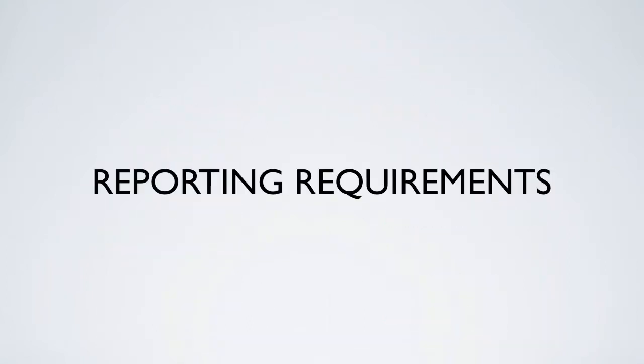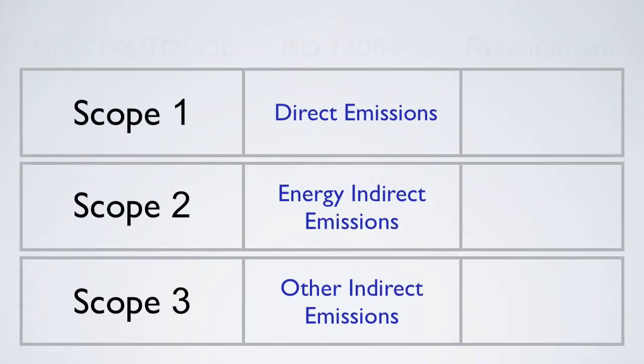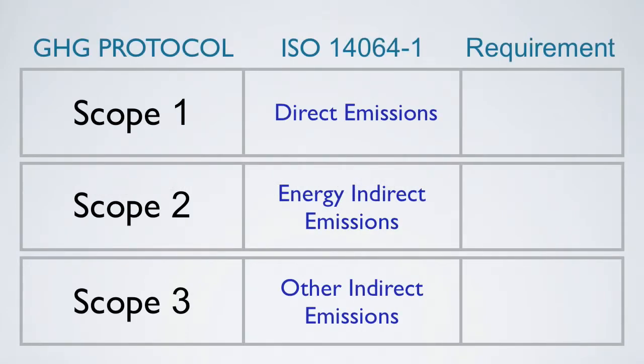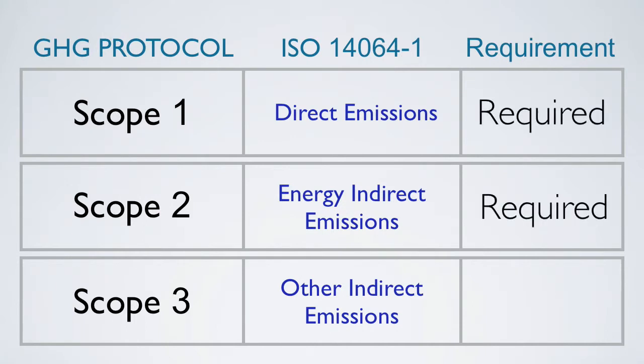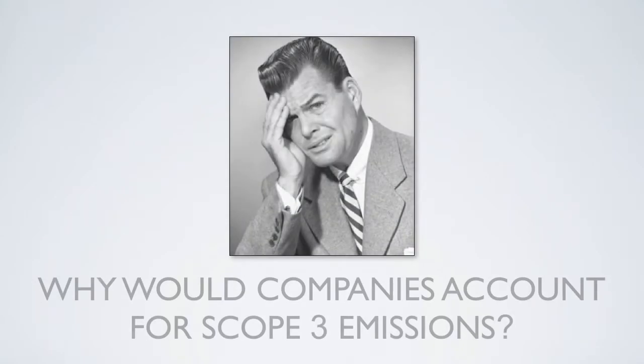Reporting requirements. When it comes to reporting greenhouse gas emissions, the GHG Protocol and the ISO standards both require companies to account for and report their Scope 1 and Scope 2 emissions. Scope 3, on the other hand, is an optional reporting category, so companies are not required to account for their Scope 3 emissions. In fact, the purpose of setting operational boundaries is to determine which Scope 3 emissions will be accounted for, if any.